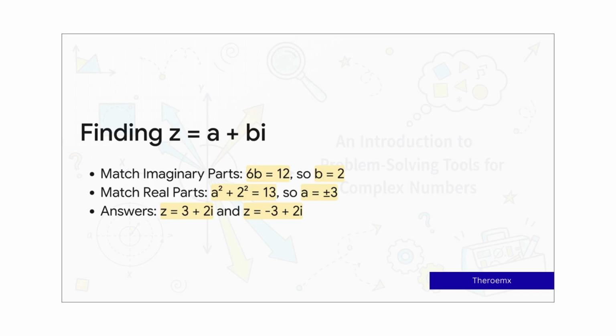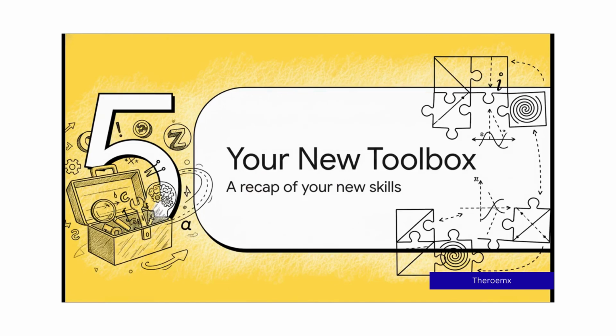Easy. Then we plug that into the real part. a squared plus 2 squared has to equal 13. That means a squared is 9, so a can be positive 3 or negative 3. And just like that, we found both solutions. And there you have it. We started with a problem that seemed impossible, and now we're taking apart complex puzzles.